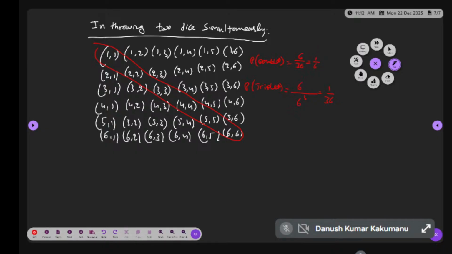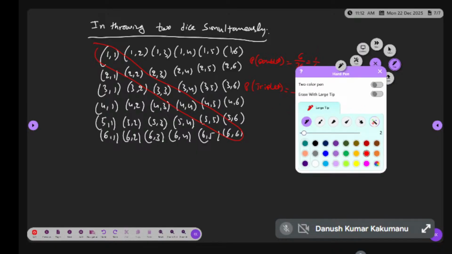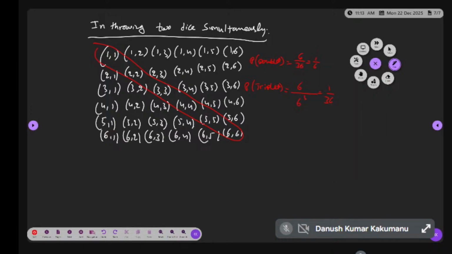Now my question here: in how many outcomes here, in how many events, is the second face greater than the first face? Second face greater than first face. Hello. Tell me what is your answer? Second face greater than first face. Big method. These are the events. What is the probability of second face greater than first face?